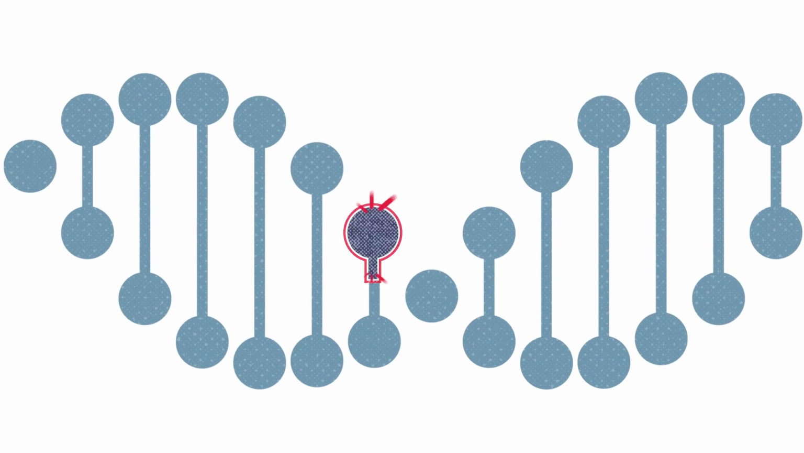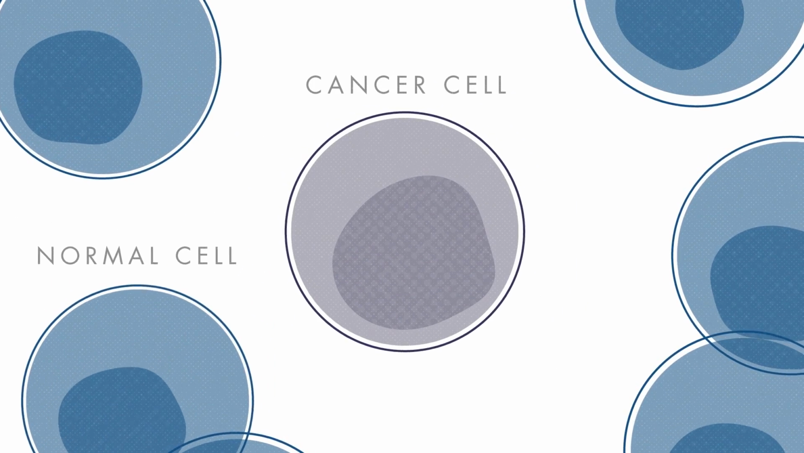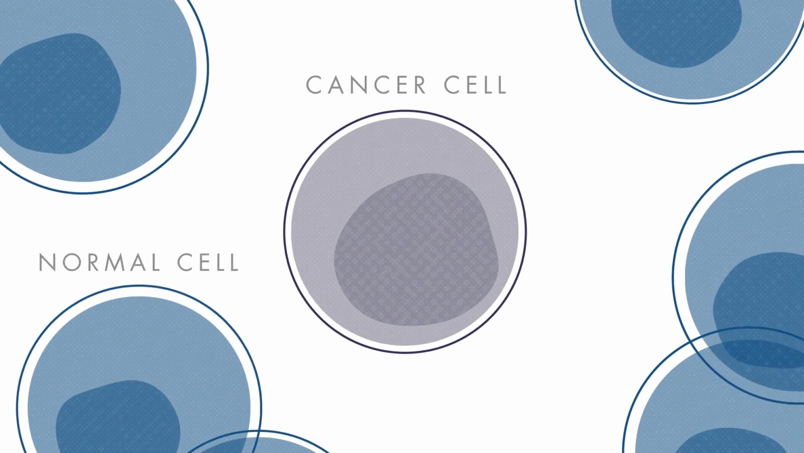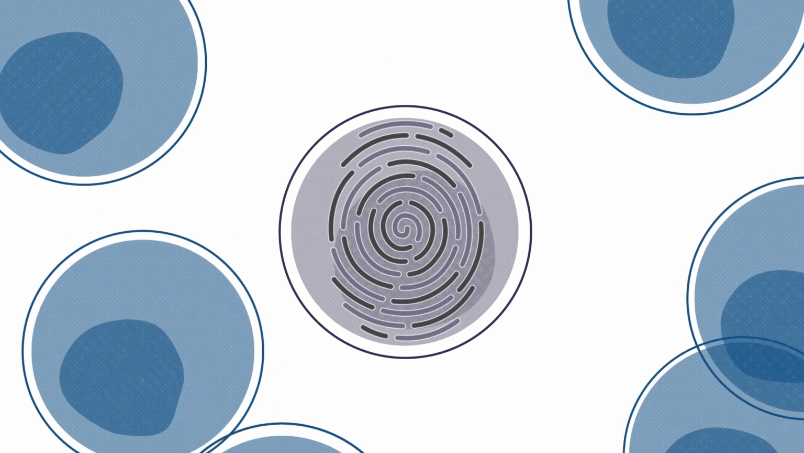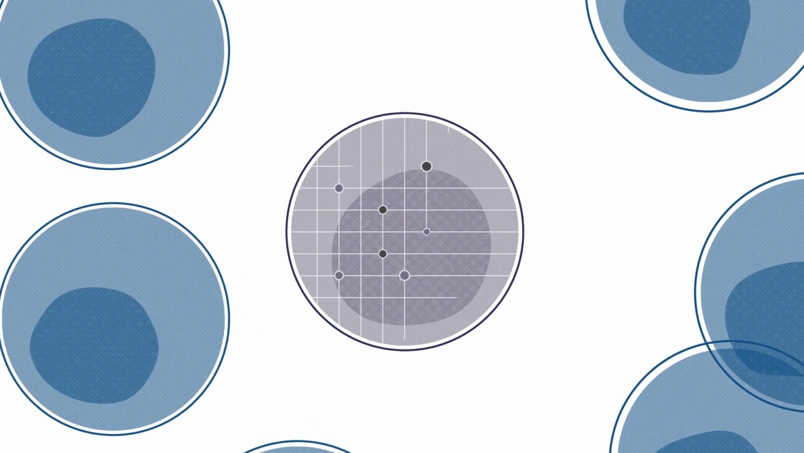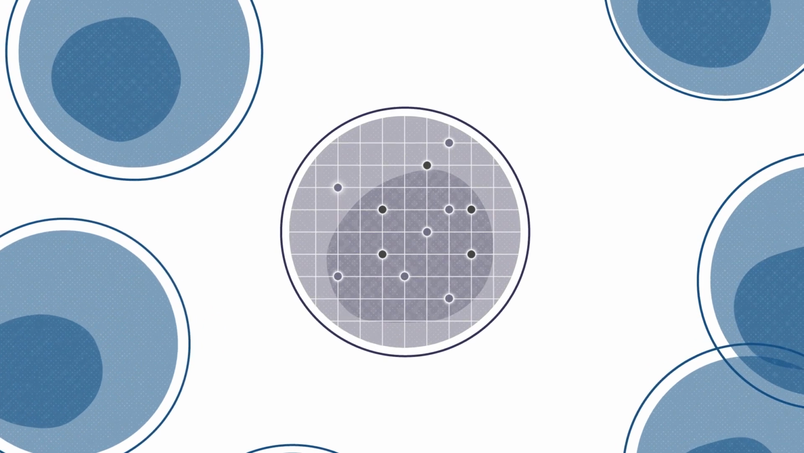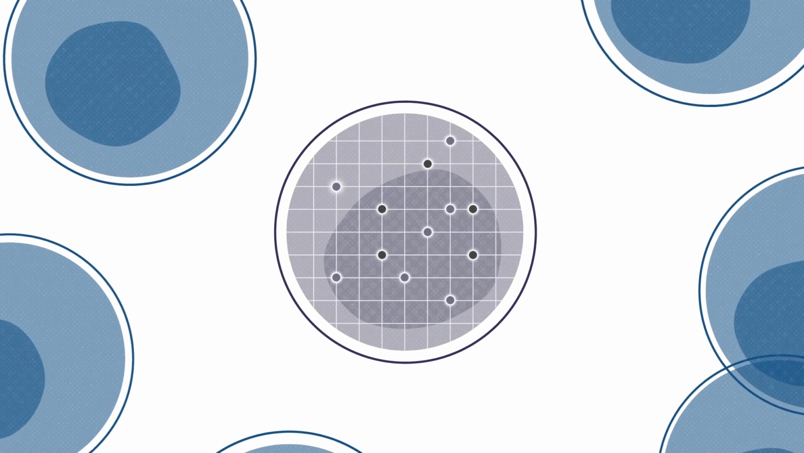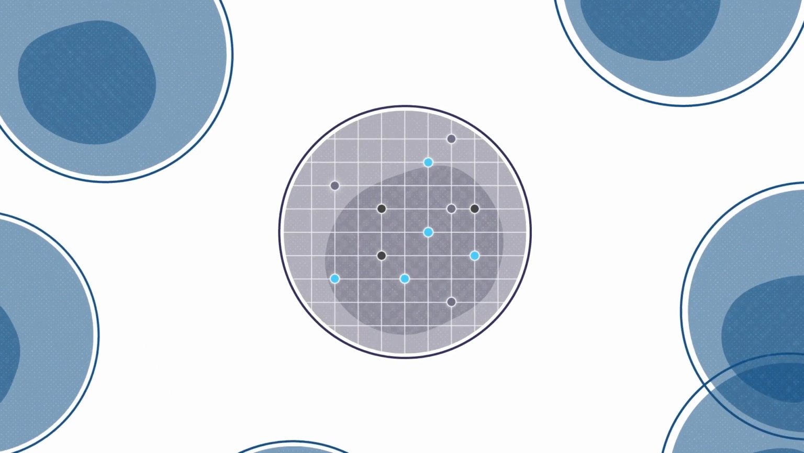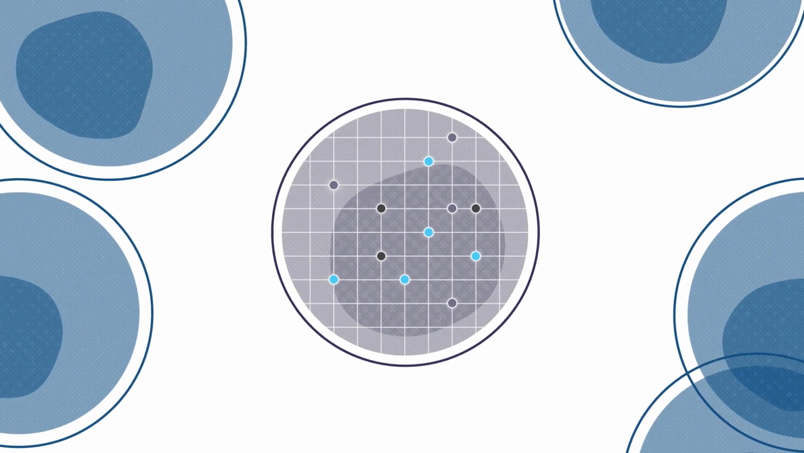Cancer cells have mutations in their DNA that make them look different from a patient's normal cells. Each patient's cancer has a different set of mutations. Think of it like a fingerprint or a facial recognition scan. The first step in making a personalized cancer vaccine is to identify these patient-specific mutations.